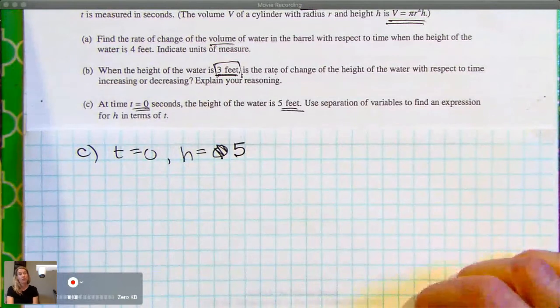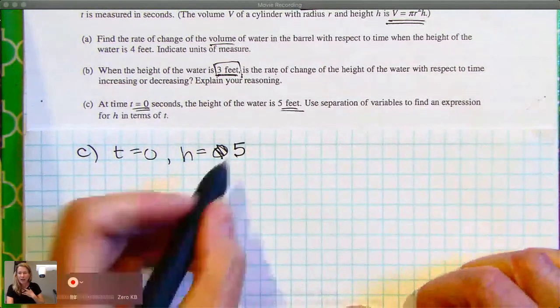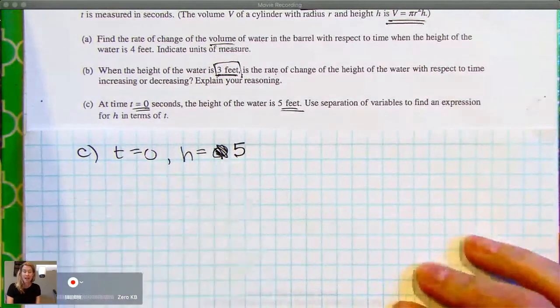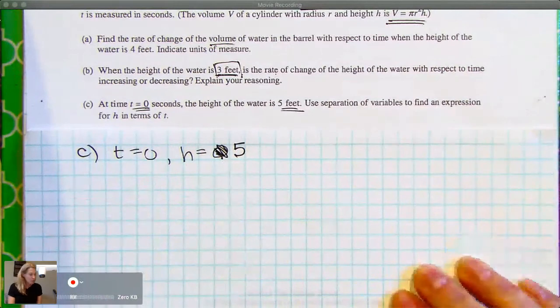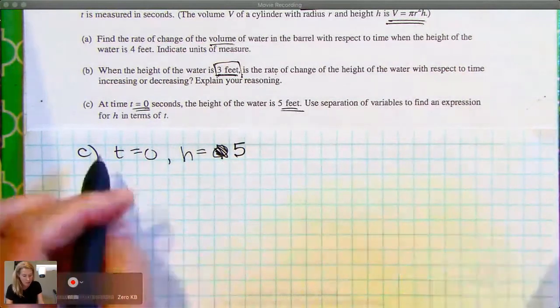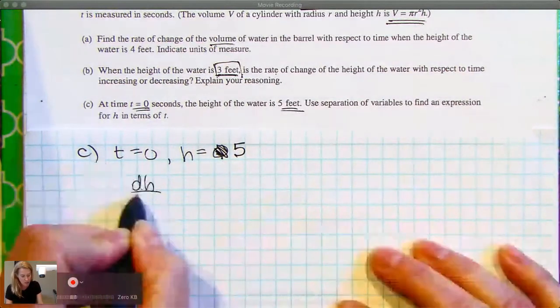What is separation of variables? Well, that's a good question to ask. Akshita's getting us started by saying bring all the h's on one side and the t's on the other. That's really what we mean by separation of variables. But we need to figure out where we're going to start. And really the only thing we were given in this problem is dh/dt equals this.